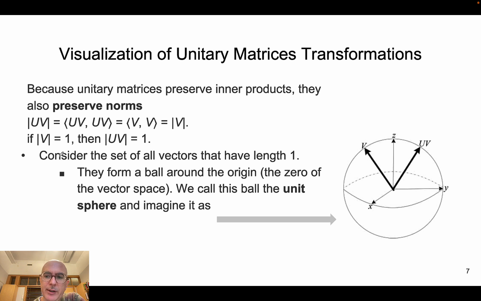There is a nice visualization of unitary matrices: we can think of them as a rotation of a vector all over one sphere. The reason for that is that since we are preserving the norm of this vector, this transformation is constrained to move on this sphere here.